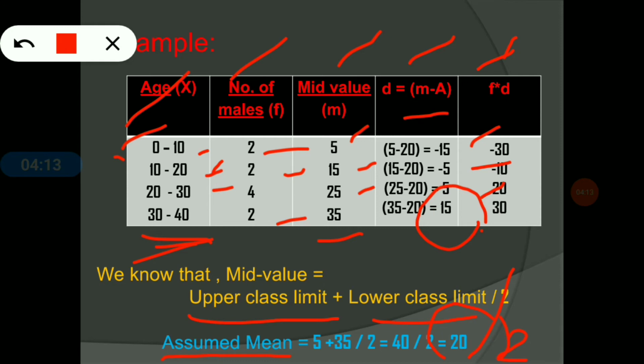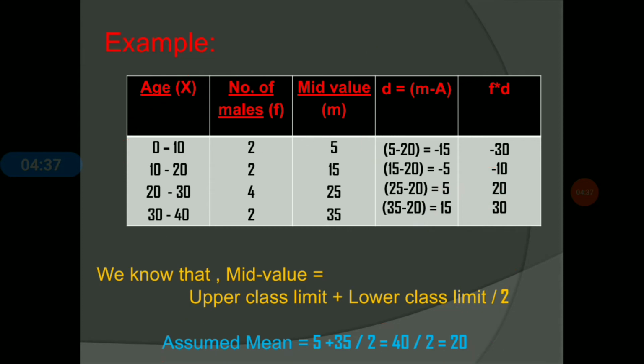Okay. So for the first variable, f is 2 and d is minus 15. So that's why f into d equals minus 30. Now going to the second one, 2 into minus 5, that means minus 10. Going to the next one, 4 into 5, that means 20, and now go to the last one, that is 2 into 15, that means 30. Okay, so now going to the next slide.